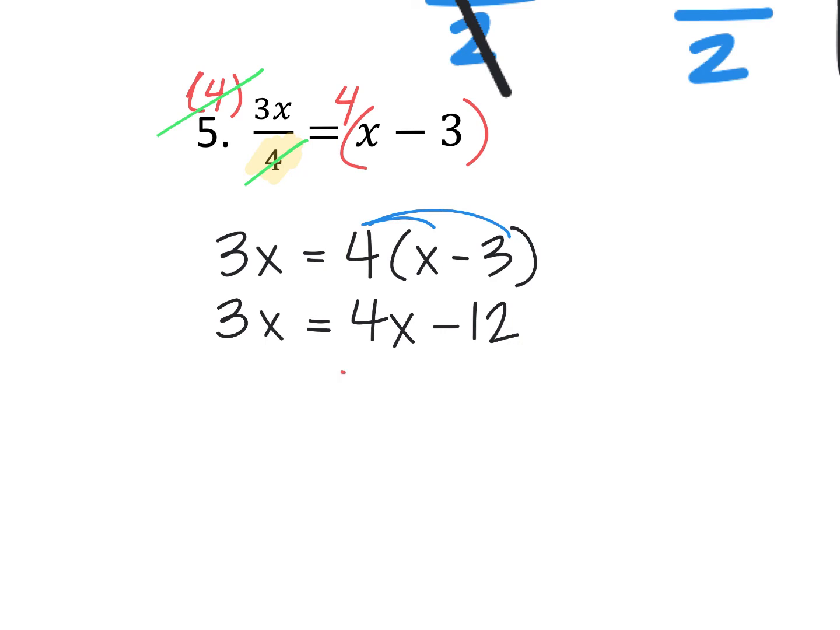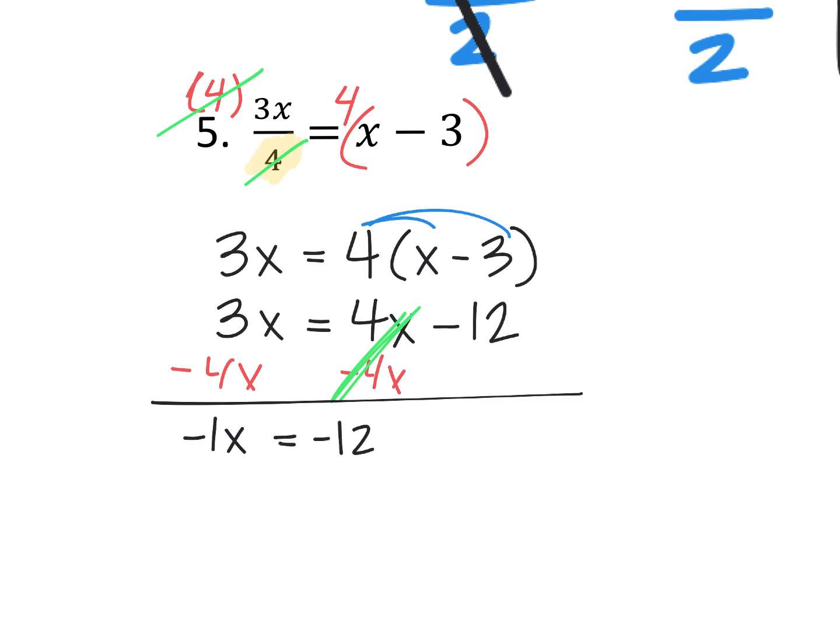4x, you subtract. Goodbye. That's gone. 3x minus 4x would give me a negative 1x equals negative 12. And I forgot to say this at the start.